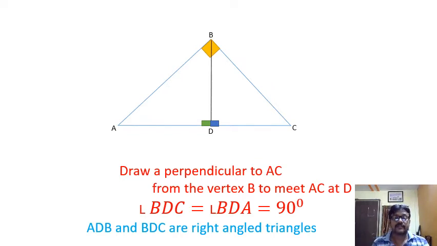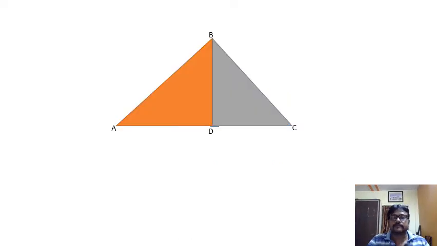You can easily observe that angle BDC is equal to 90 degrees on the right of your screen, and angle BDA is also 90 degrees on the left of your screen. Therefore, we have two more right angle triangles. One is ADB, since it has a right angle in it, and also a right angle triangle BDC. So you can easily observe that by drawing an altitude, we have divided our original right angle triangle into two more right angle triangles. So what happens?